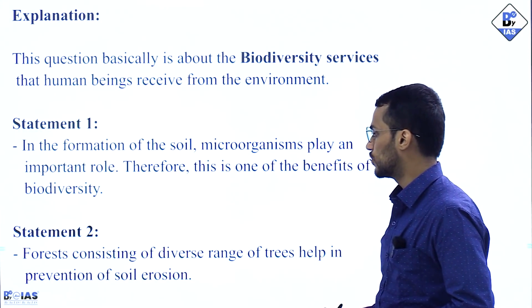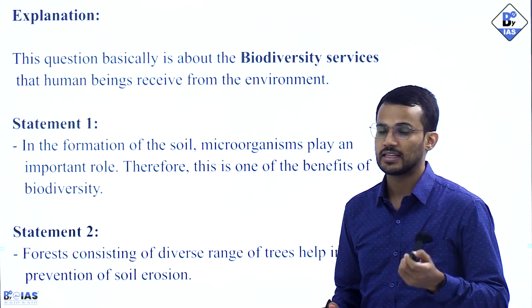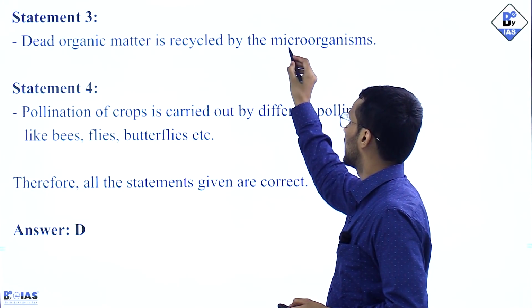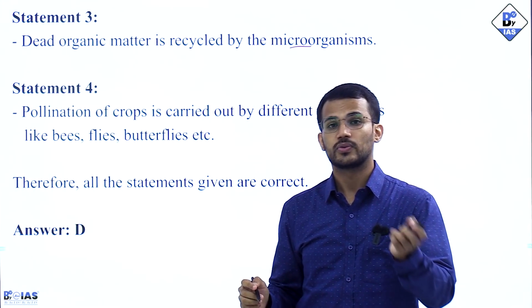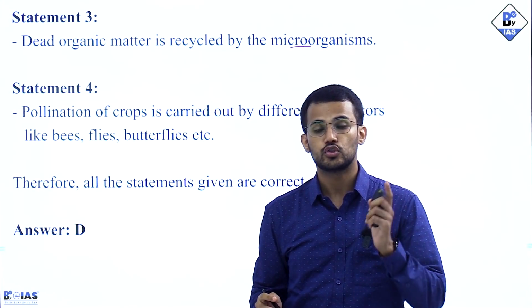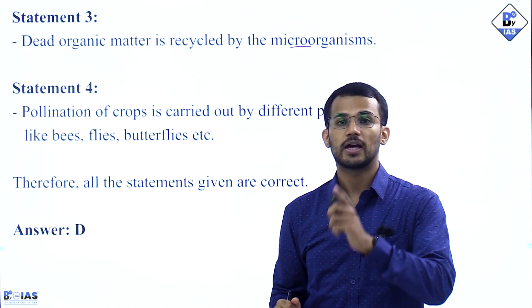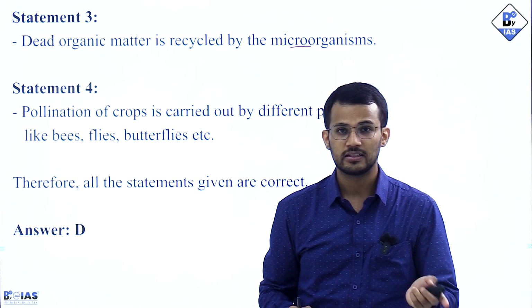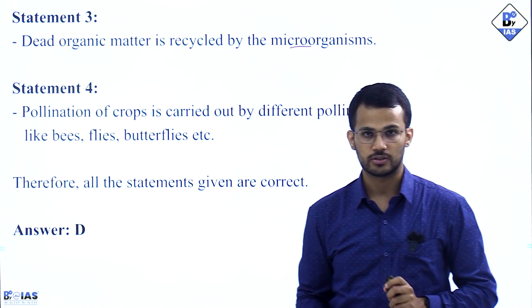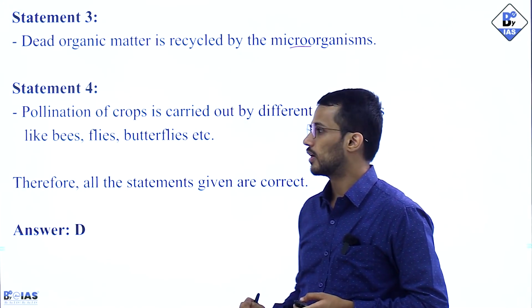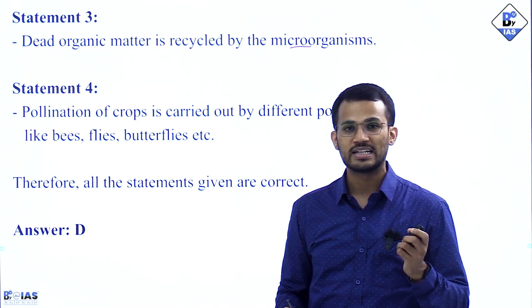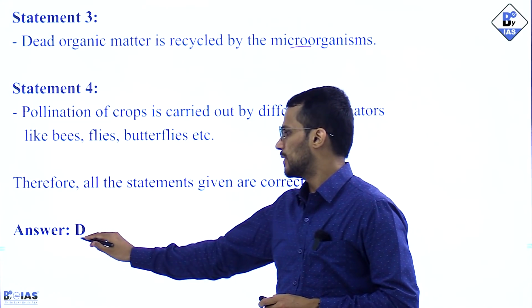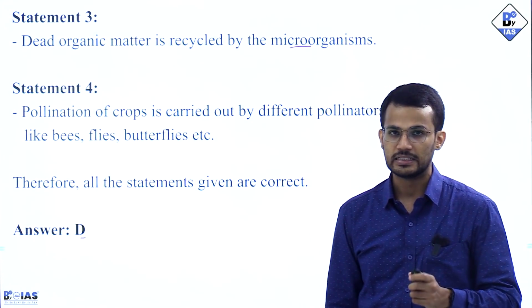Similarly, soil erosion is prevented by nature, and that is one of the important services that we get from nature. Dead organic matter is recycled by microorganisms, and this recycling ensures that the nutrients used earlier by animals or plants before their death are recycled back into nature. So the third statement is also correct. The fourth is about pollination. We have discussed that pollination is important for ensuring food security. So all these statements are correct, and hence the answer is D.